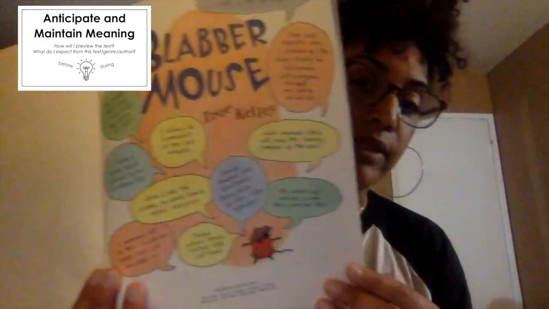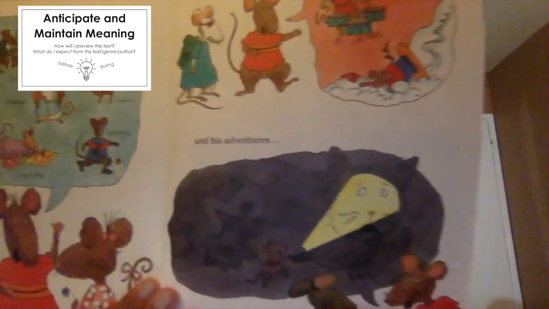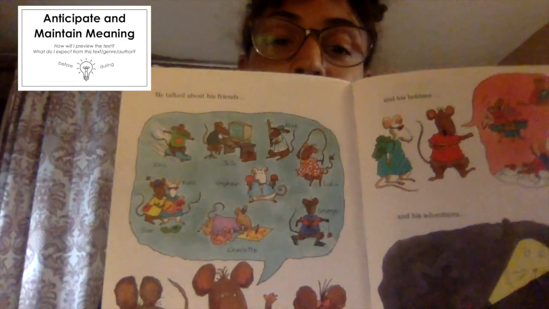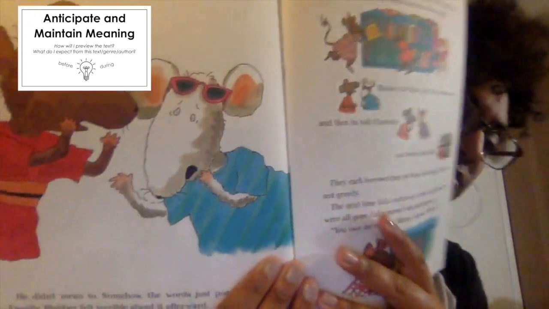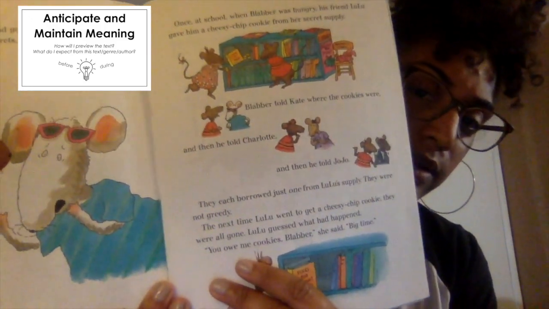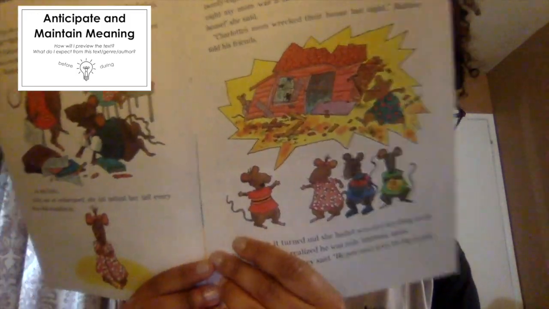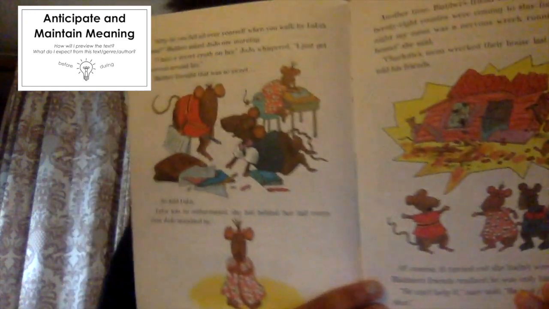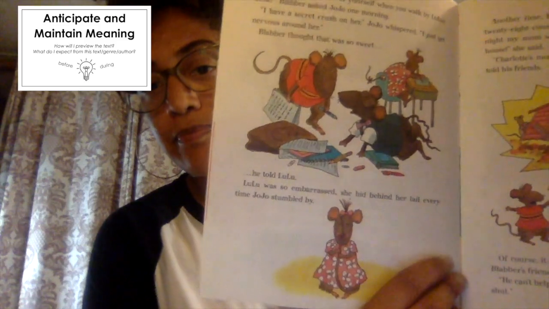Wow, there's a lot of writing right there. I see a lot of different mice. I see some mice friends. They kind of look like they're telling a secret. They might be at school over here. I see a lot of books. Uh-oh. This mouse doesn't look too happy down here.